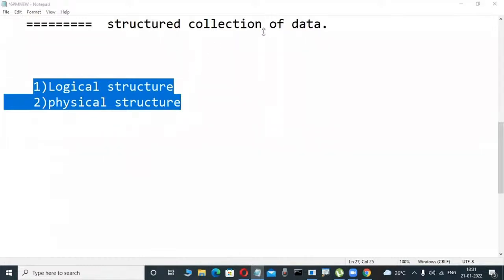What is logical structure? What is physical structure? Anybody? Okay, some fellows are telling logical structure means logical structure, physical structure means physical structure only. They are just repeating the words. No, don't try to answer like that.